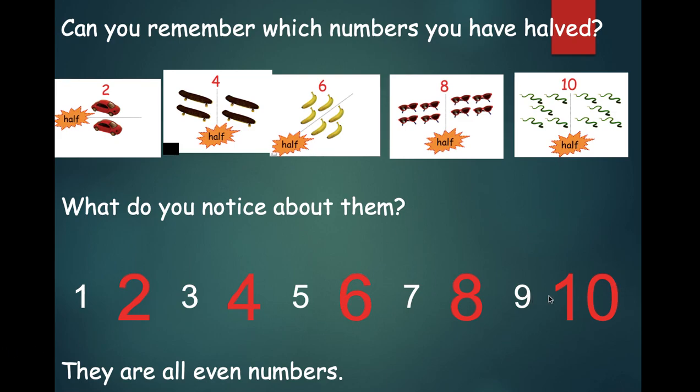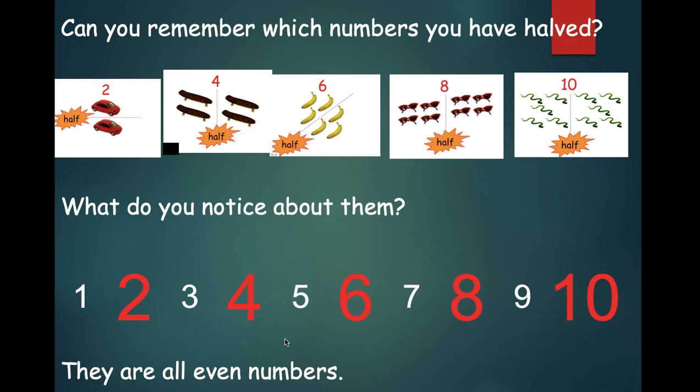The numbers which you see in white color are odd numbers. And whenever we divide even numbers, we get remainder 0. They are equally divided. And they are the divisible of 2's. But whereas the odd numbers, they always leave a remainder. So they are not equally divided.